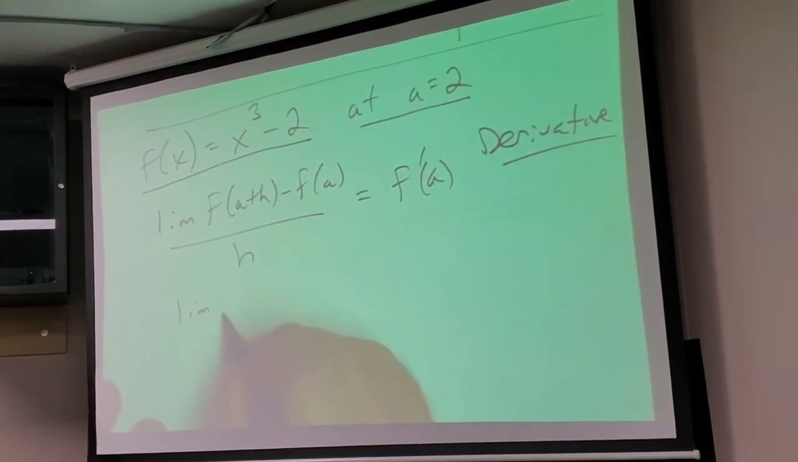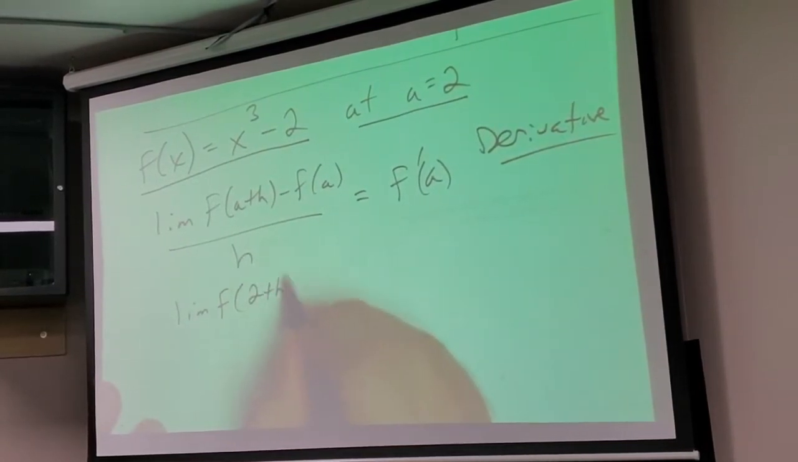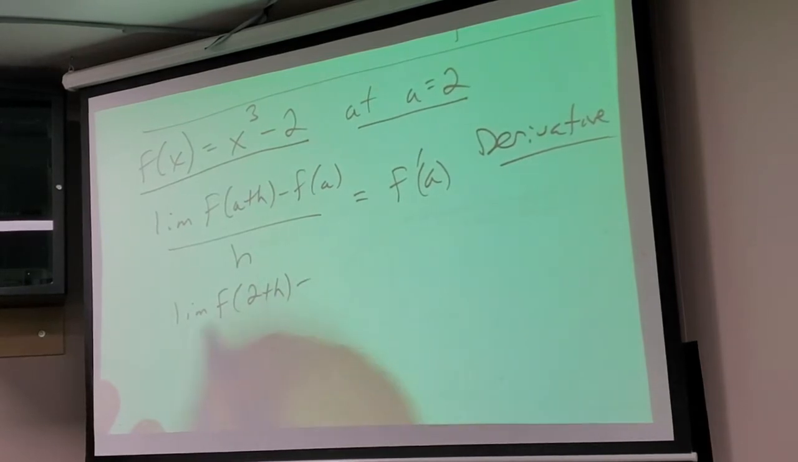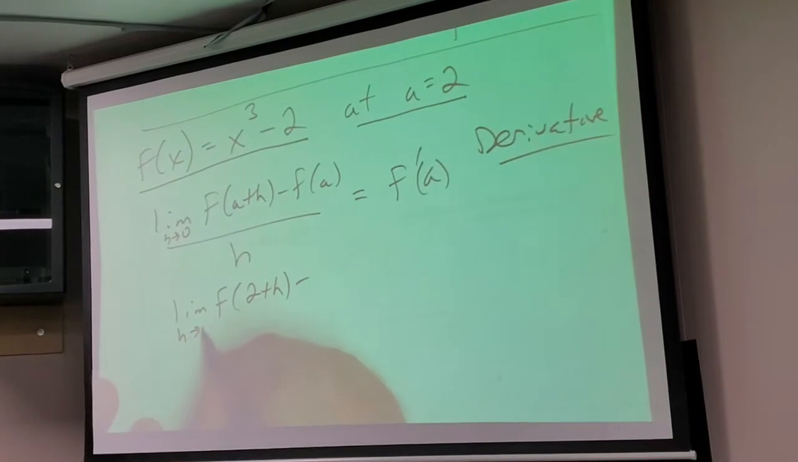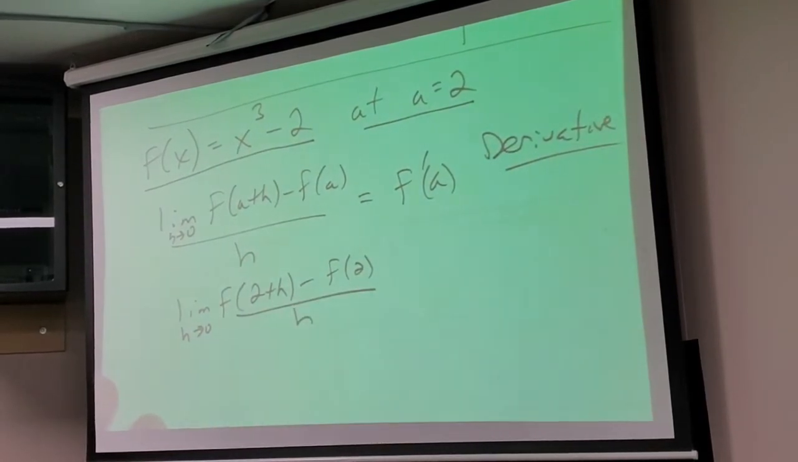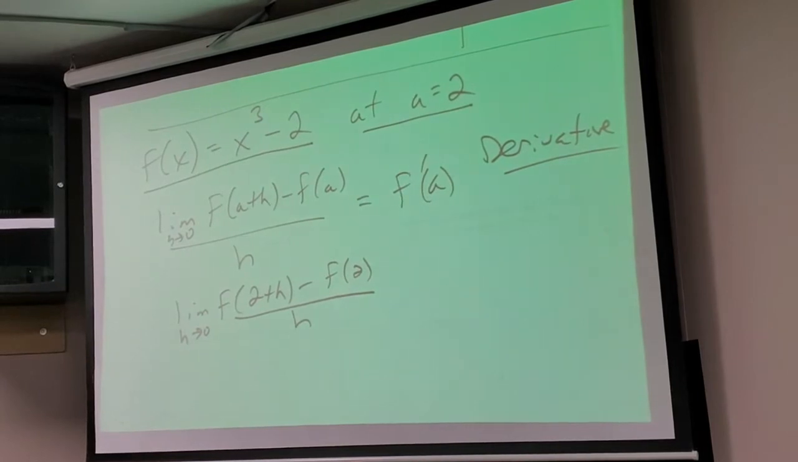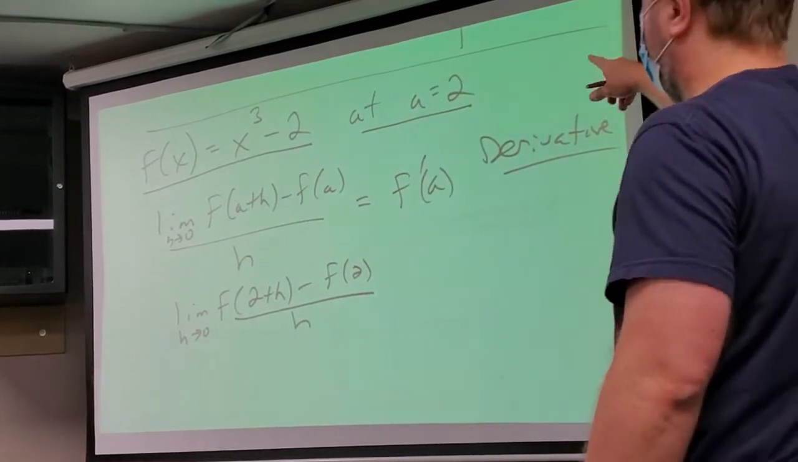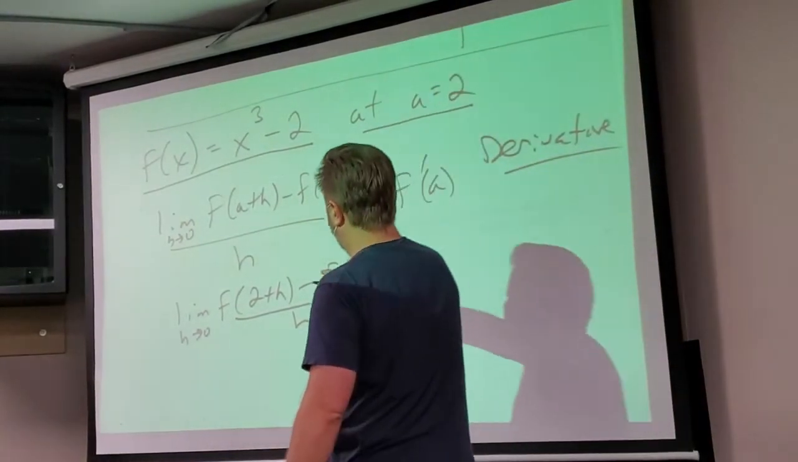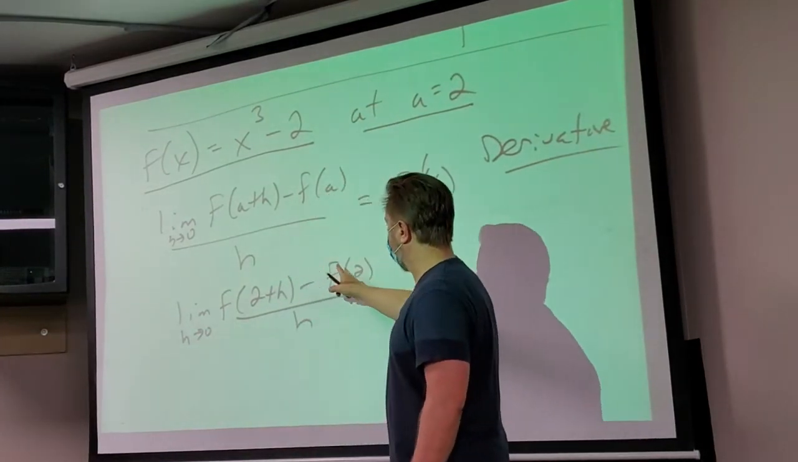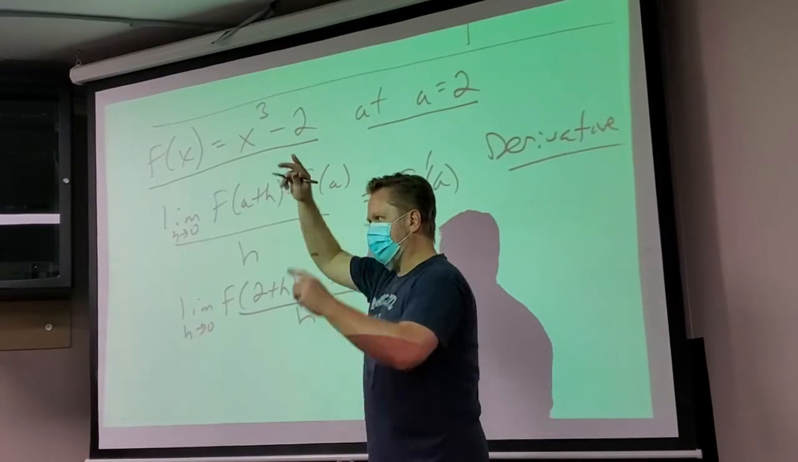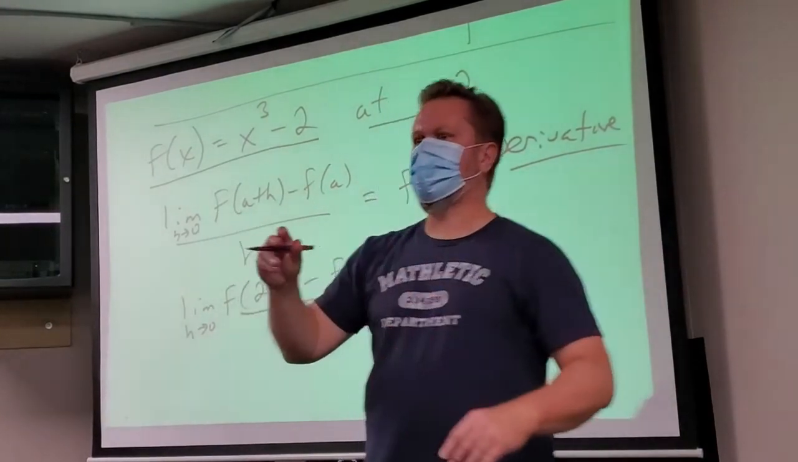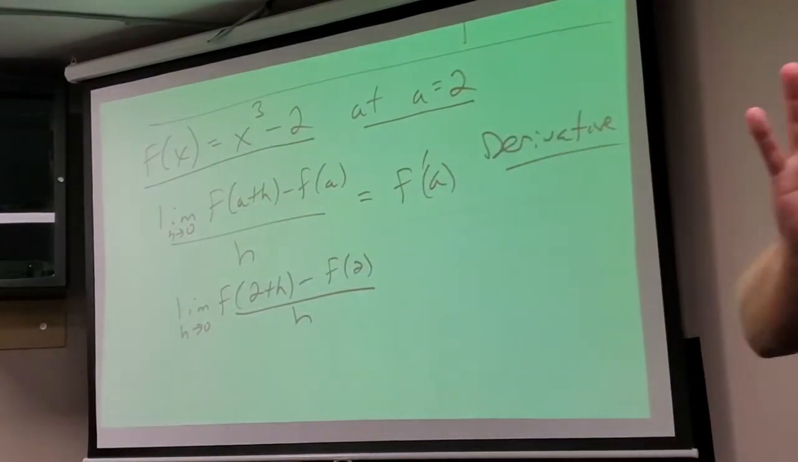I need the limit of f of 2 plus h as h goes to 0. So that's closer to what we're doing. Is that cool? Because I want it at a equals 2. So I want to let this get really close to this, and then the limit is going to help me keep track of what that slope seems to be going towards. All right, let me stop for a minute.